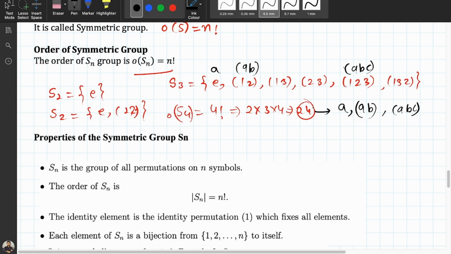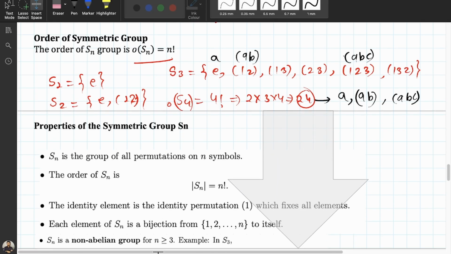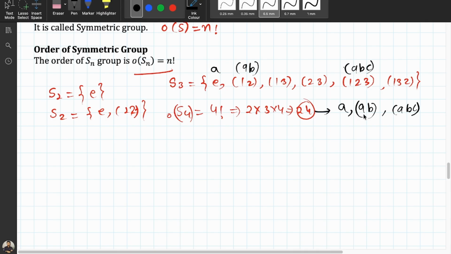Now how will you find whether elements of this kind exist or not, yes or no? What about A, B, C, D, E elements? Is there any element of this type or not? That is something known as cycle decomposition. One concept is known as cycle decomposition, and I will explain it to you.